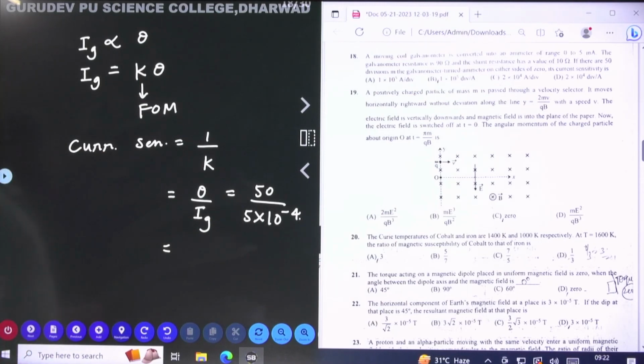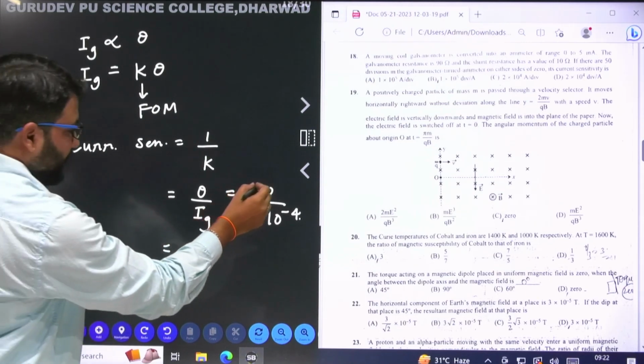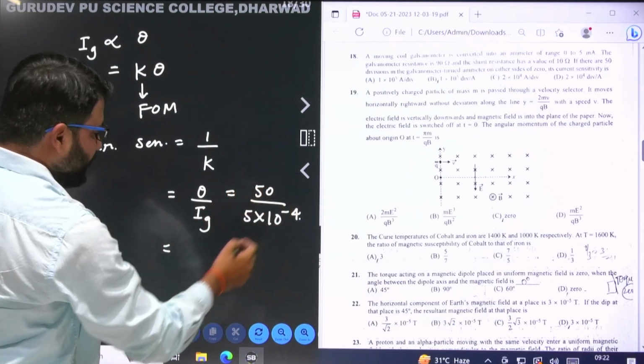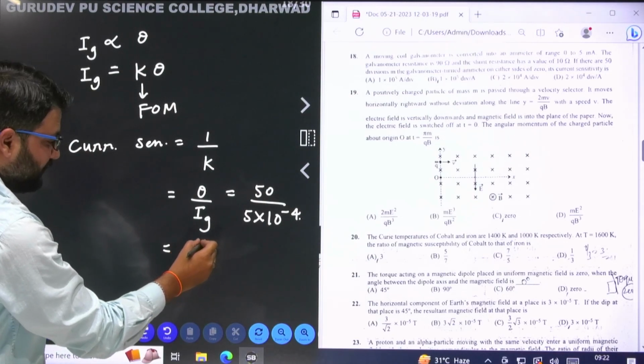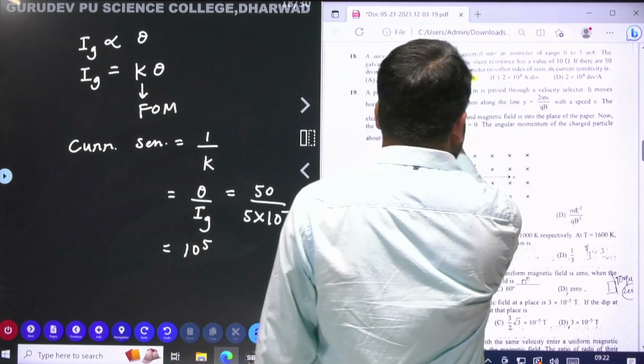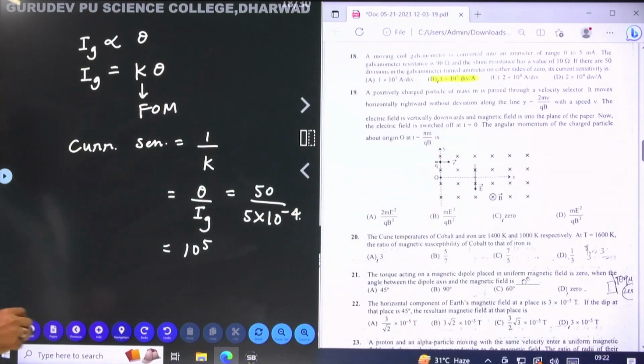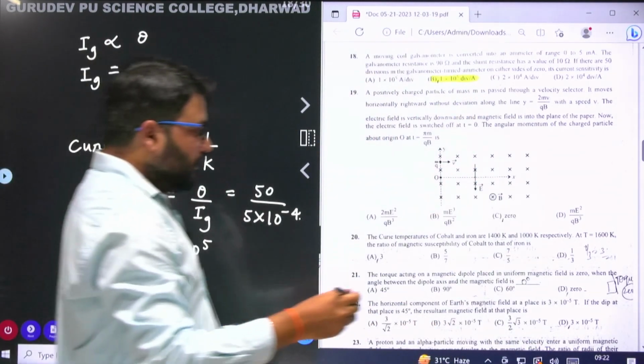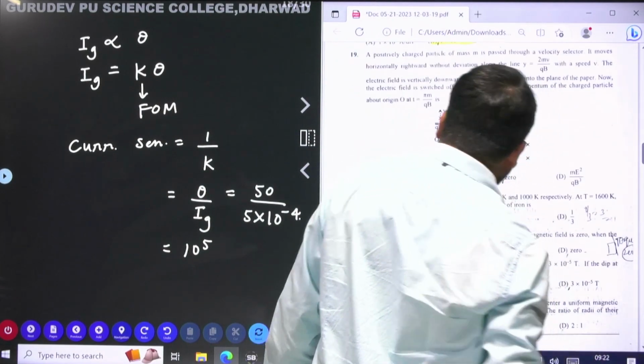Trying to simplify this, what would be our answer? I would cancel this one with this. So if this goes to the numerator, it comes out to be 10 to the power 5 divisions per ampere. So B option is right for this one. Yes. Moving to the next question.